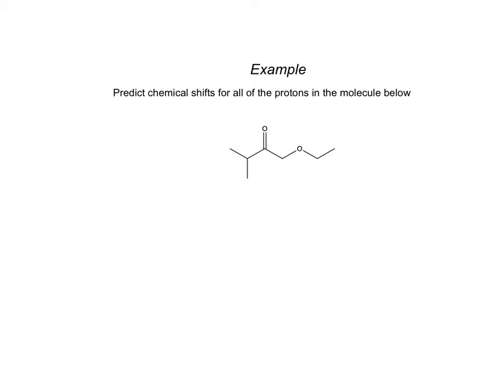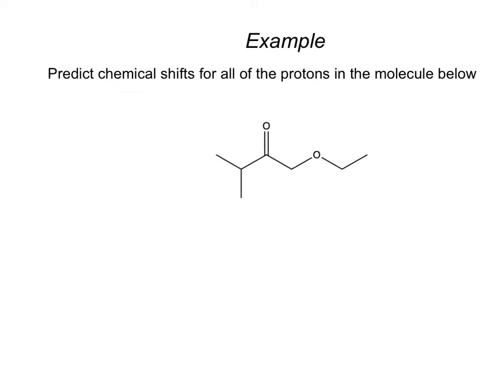Okay, so let's go ahead and try one. I'm going to do this one and then I'll let you guys try one. In this molecule, I want us to predict the chemical shifts for all of the protons in the molecule using these values that we've just been given. First off, we're going to identify all of the signals, or all of the chemically non-equivalent protons that we'd expect to find in this molecule.